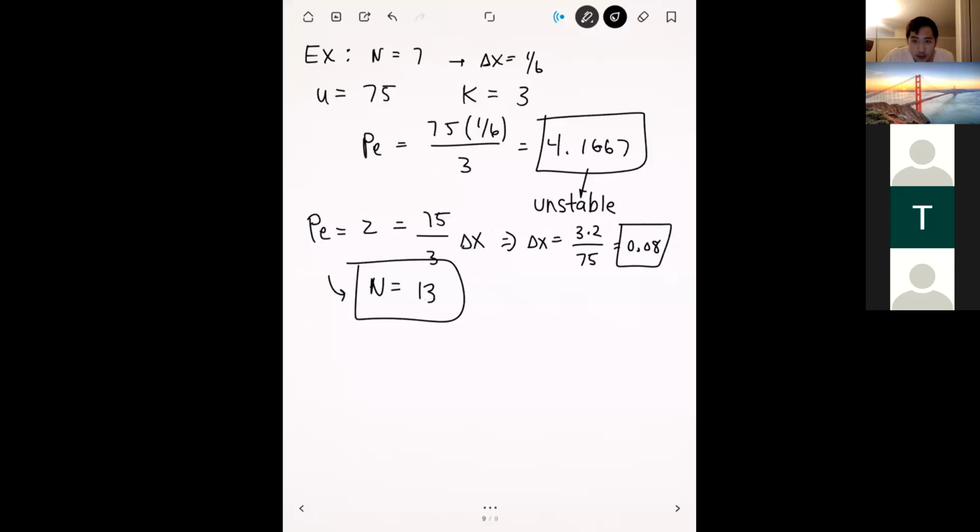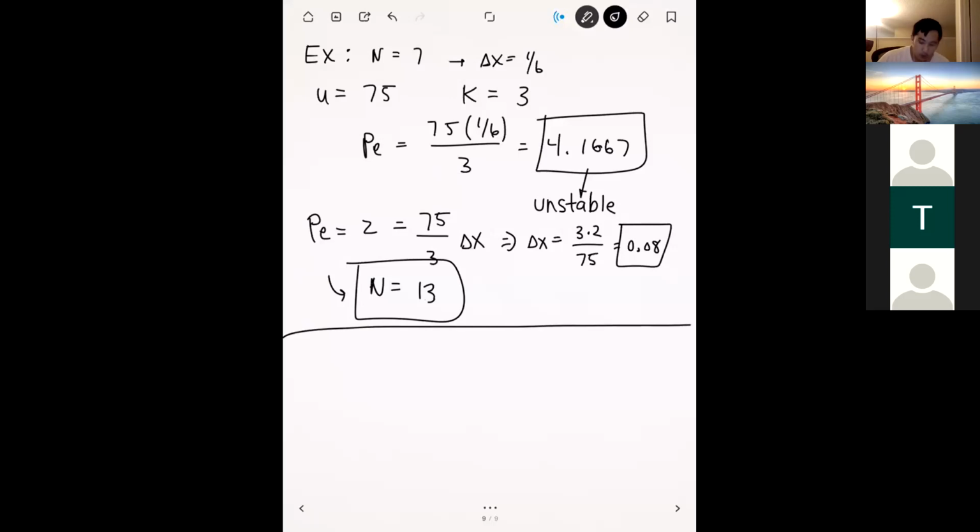Question: Peclet equal 2. All I was doing was plugging in U and K from the previous problem. So U was 75. Okay, so that answers the first question. The first question was, remember, how do we actually get the central difference scheme to be stable? And here's the answer to that. If you want to make central difference stable, you just have to compute the Peclet number.